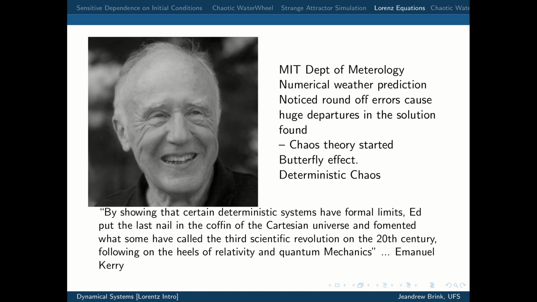And I kind of like this quote. Lorenz is less known. I'm sure you've heard of like Schrödinger and Bohr and the people that started quantum mechanics. And then you've always heard of Einstein that started the relativity. But this guy actually, Emmanuel Carey, put it well. He said, by showing that certain deterministic systems have formal limits, basically Ed Lorenz put the last nail in the coffin of the Cartesian universe and fomented what some have called the third scientific revolution in the 20th century, following on the heels of relativity and quantum mechanics.